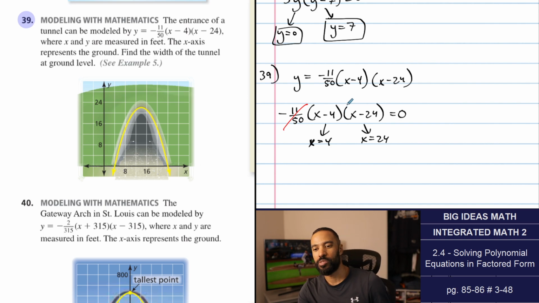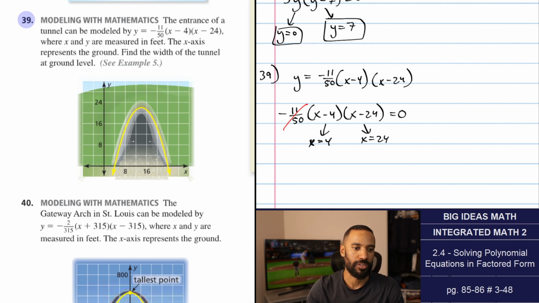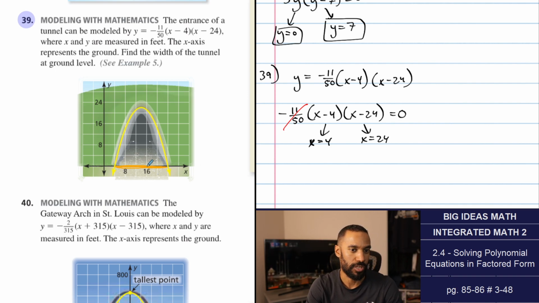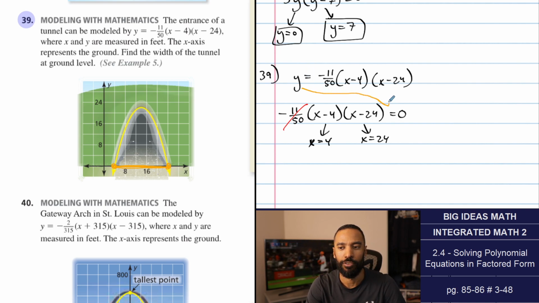Now, I feel like I skipped some steps in the description of what this problem is asking and what we're representing. They mentioned that the x-axis represents the ground level. So when we're driving on the ground, this bottom right here is that ground level. And they want us to find the distance between the endpoints of the tunnel right here. Find the width of the tunnel at ground level. So they want to find out what x value this is and what x value this is. And the x-axis is the values of x when y equals 0, their x-intercepts. That's why we substituted 0 for y.